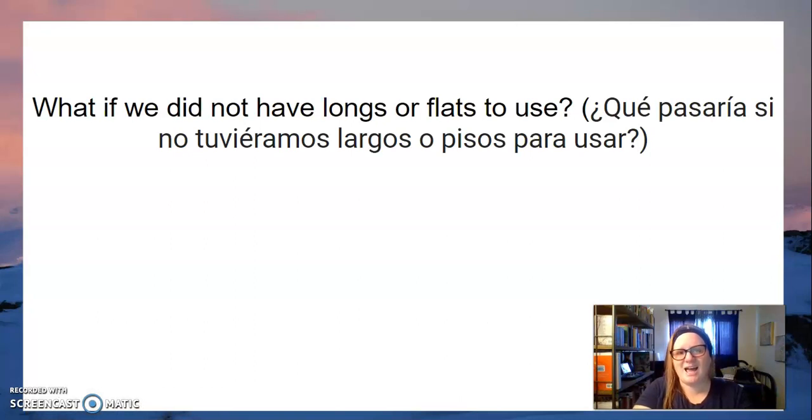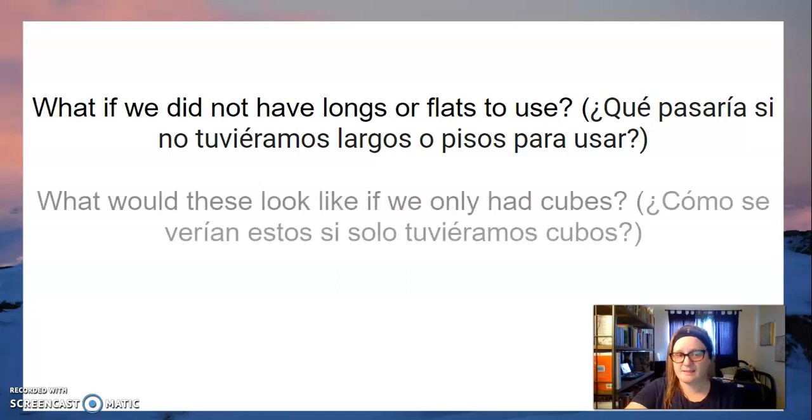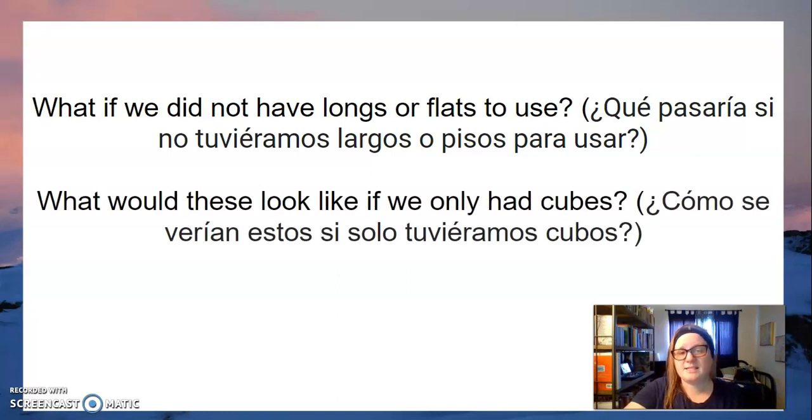What if we do not have longs or flats to use? For instance, if we don't have our sticks and our squares, well, we can draw them out. Or we could write them out, or we could just use those basic facts. What would these look like if we only had cubes? What would happen if we only had ones? And by the way, you don't have to answer any of these questions because I'm answering them for you.